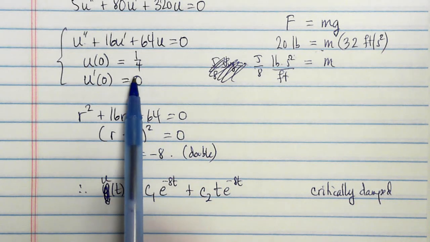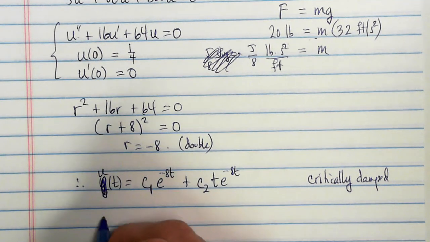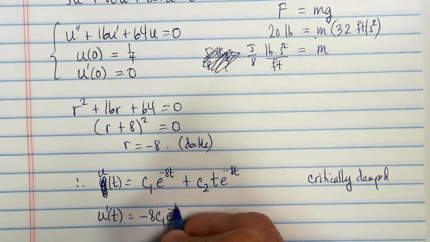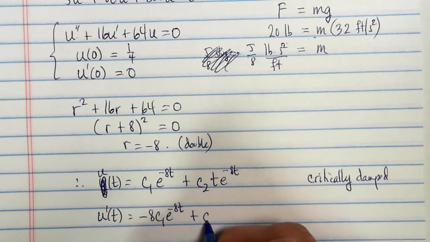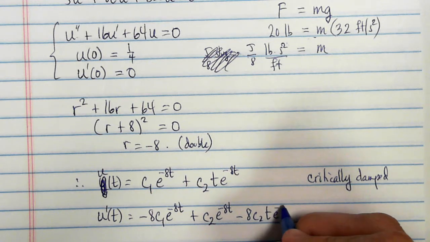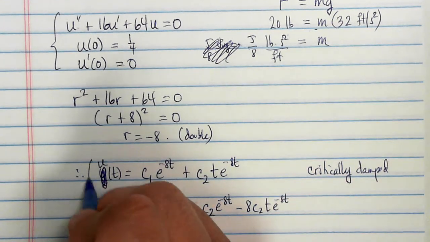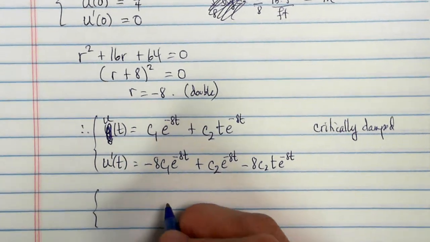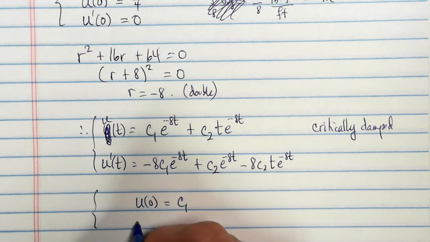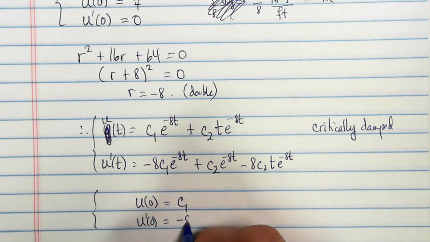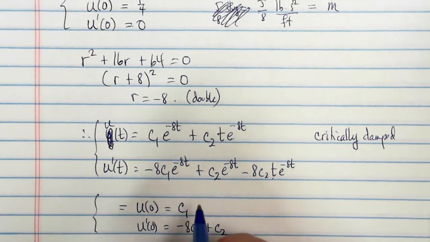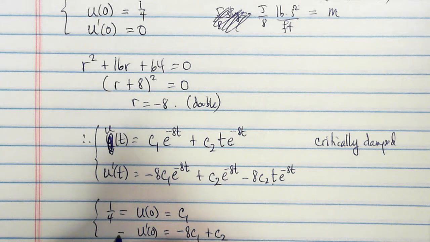Okay, so now I use the initial conditions, u of 0 and u prime of 0. So let's get the derivative. I get negative 8c1 e to the minus 8t plus derivative of the first times the second plus the first times the derivative of the second. Okay, now we plug in 0. We get that u of 0 is equal to c1 plus 0. U prime of 0 is going to be equal to negative 8c1 plus c2 plus 0. And this is given to be equal to 1/4, and this is given to be equal to 0.